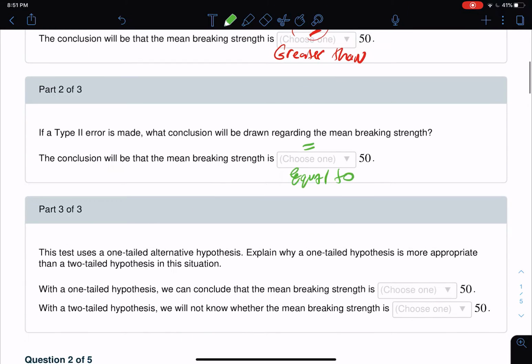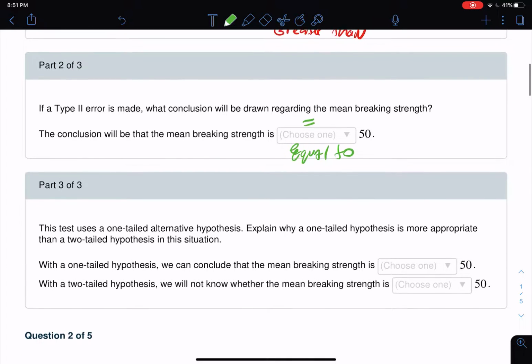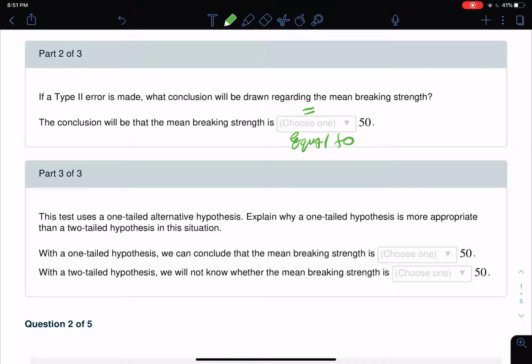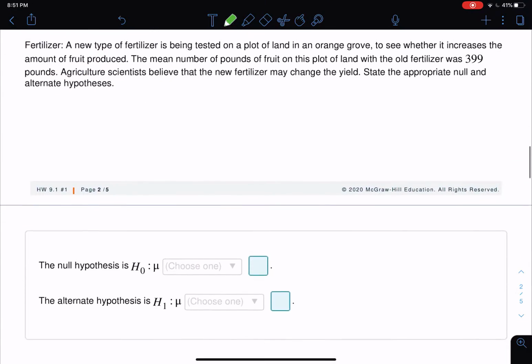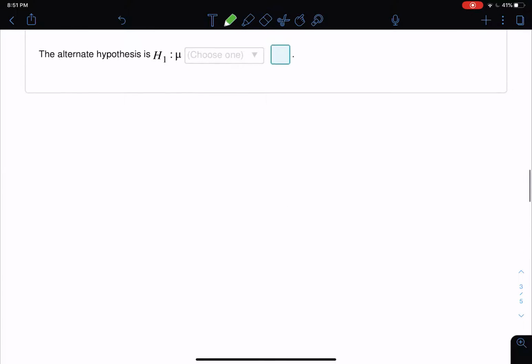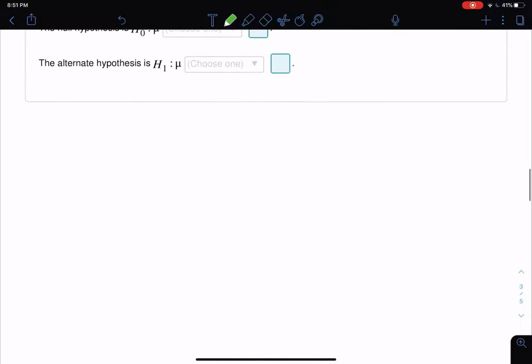Okay, next question. It says, the test uses a one-tailed alternative hypothesis. Explain why a one-tailed hypothesis is more appropriate than a two-tailed hypothesis in this situation. Well, this is probably a good time for me to explain one-tailed and two-tailed hypotheses. So I'm going to get down to a place where I have a little bit of space to work with.